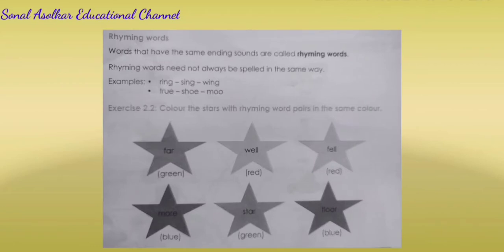The next part is the rhyming words. Words that have the same ending sounds are called rhyming words. Rhyming words need not always be spelled in the same way. Examples: ring, sing, wing. True, shoe, move. Exercise 2.2. Color the stars with rhyming words pair in the same color.